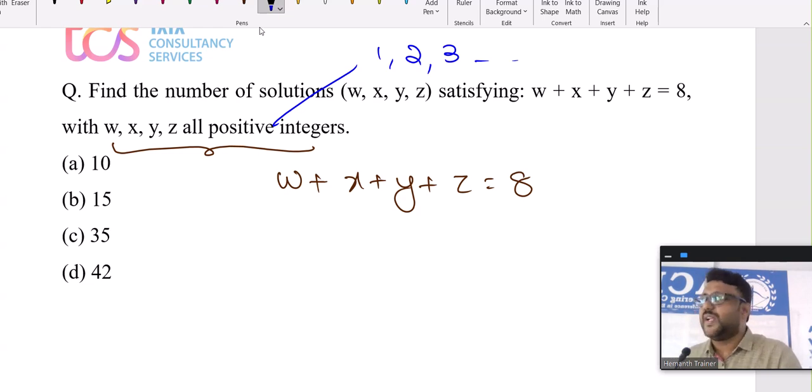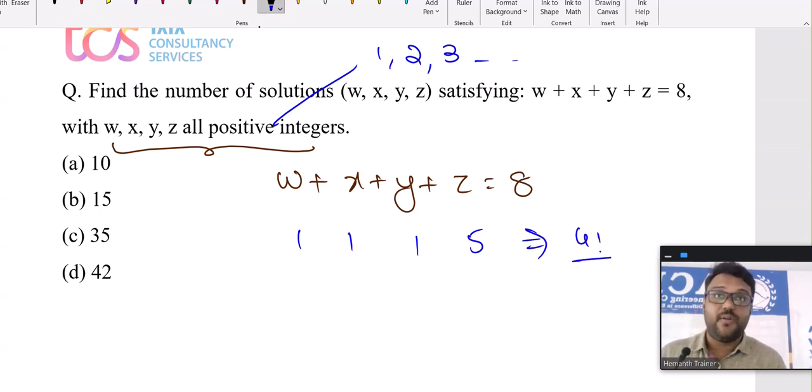Can I take all ones? Is it possible? All ones means 4, but I want 8. So all ones not allowed. 3 ones allowed. When I take 3 ones, the other one is 5, and 8 is possible. Now I can say 4 factorial by 3 factorial, which is 4 ways. What are those 4 solutions, sir? I can take W as 5 and X, Y, Z as 1, 1, 1, or X is 5 and the remaining are 1, or Y is 5, remaining are 1, or Z is 5, remaining are 1. That's what these 4 ways are.